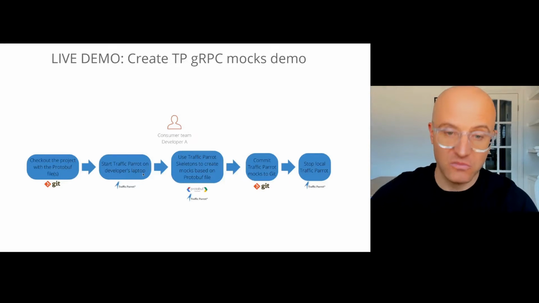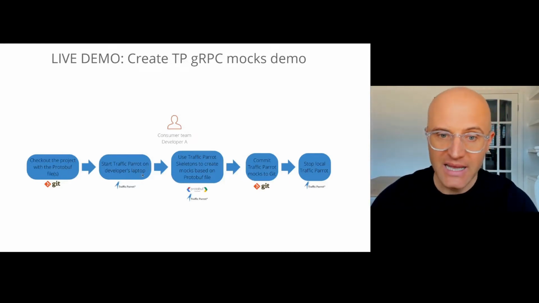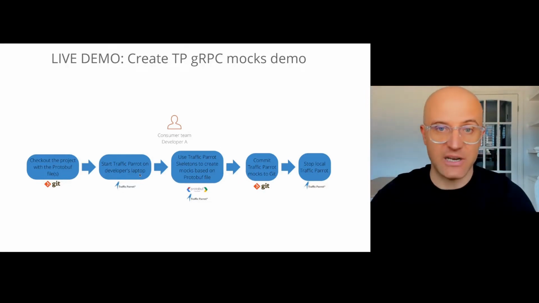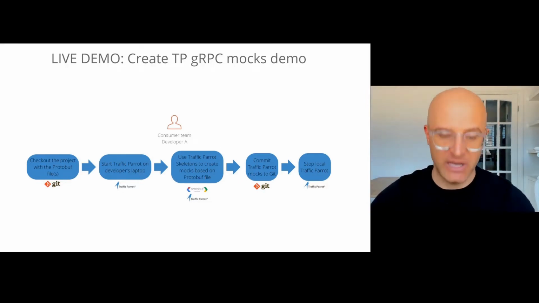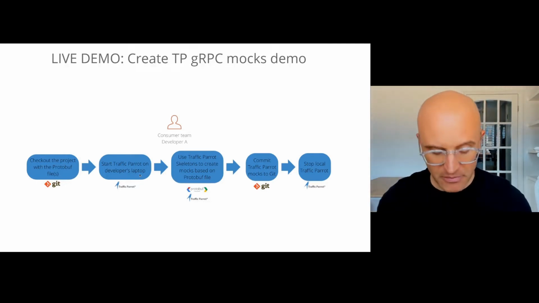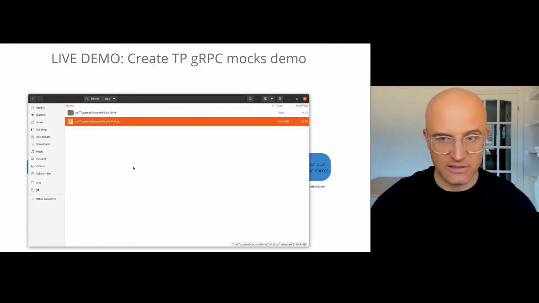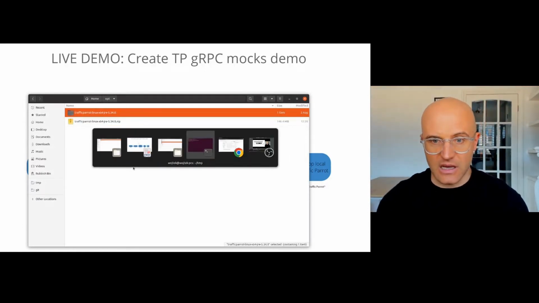Parrot on the developer's laptop, my laptop, and again, we're talking about creating the gRPC mocks with Traffic Parrot. We're zooming in on that bit of this workflow. So we've checked out the project. Let's start Traffic Parrot locally. I've got Traffic Parrot downloaded here. I can just extract it and start it up.